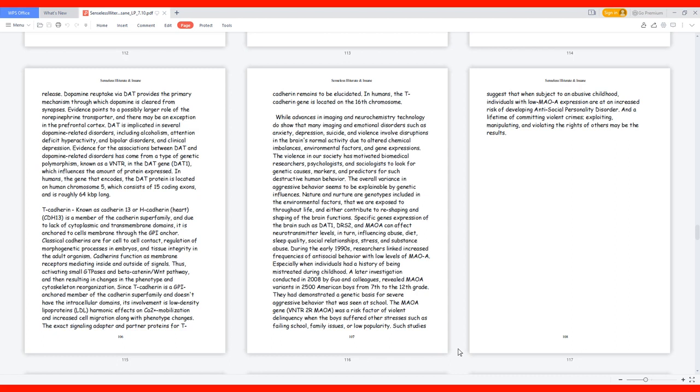Such studies suggest that when subject to an abusive childhood, individuals with low MAOA expression are at an increased risk of developing antisocial personality disorder. A lifetime of committing violent crimes, exploiting, manipulating, and violating the rights of others may be the result.